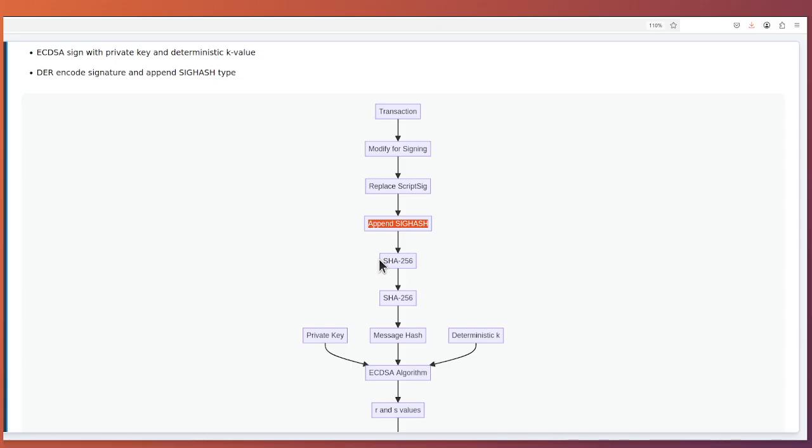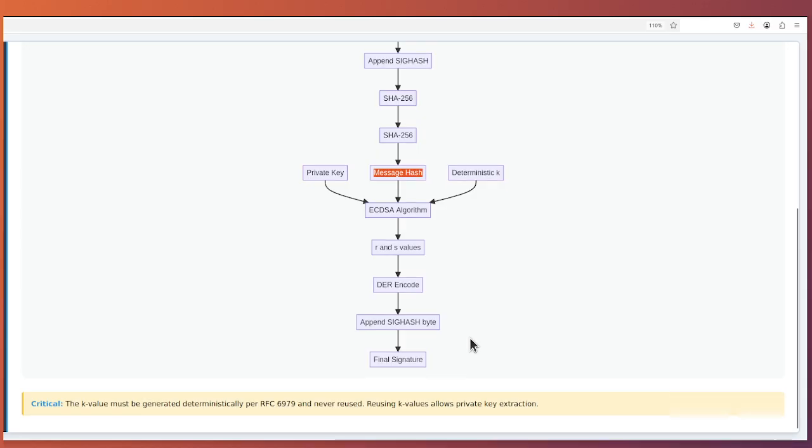This modified transaction is then hashed using double SHA-256, meaning SHA-256 is applied 2 times in a row. This results in a 32-byte hash value that serves as the message being signed. This hash is deterministic, meaning that the same transaction data will always produce the same hash, a key factor for verification. The actual signing uses the elliptic curve digital signature algorithm, specifically the secp256k1 curve that Bitcoin uses.